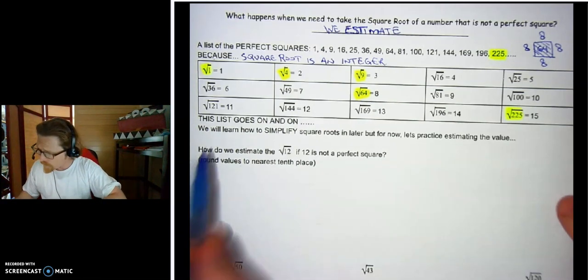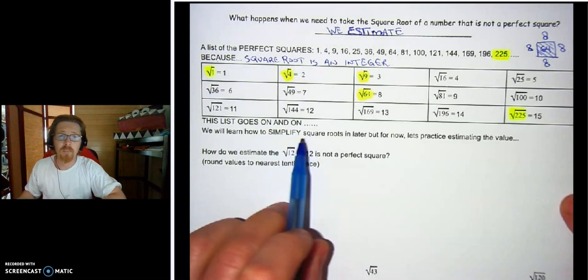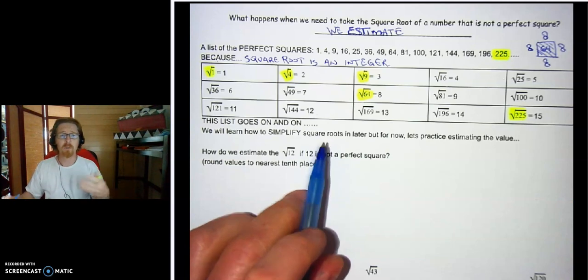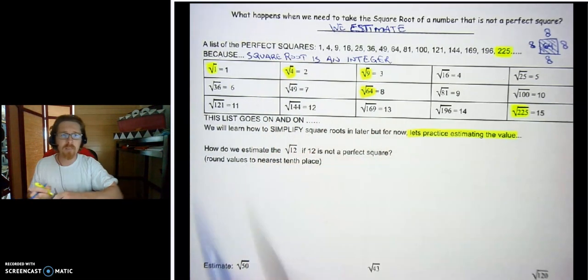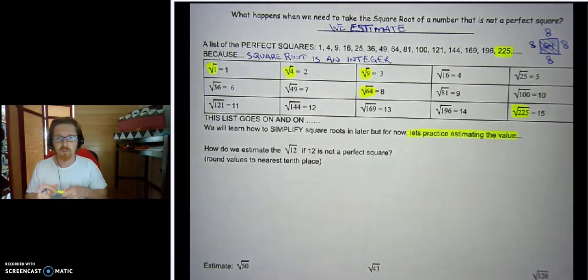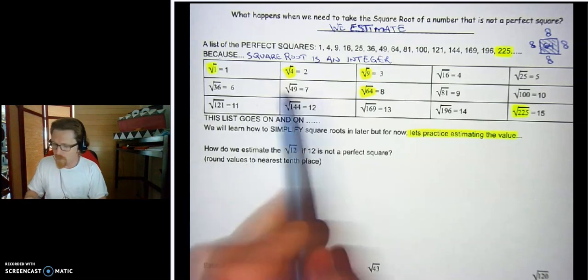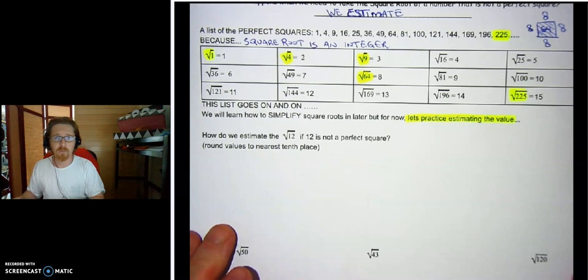As you continue in your math courses, you're going to learn different ways to simplify square roots by factoring out perfect squares. But for now, we're just going to practice how to estimate the value of a square root. So let's take a look at the number 12. The number 12 is not on our list of perfect squares. So 12 is not a perfect square.